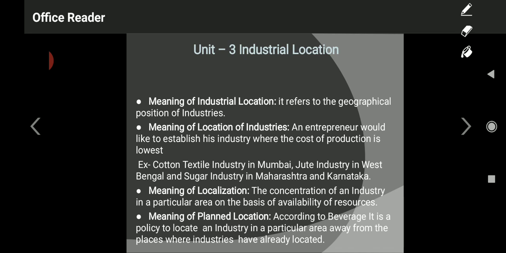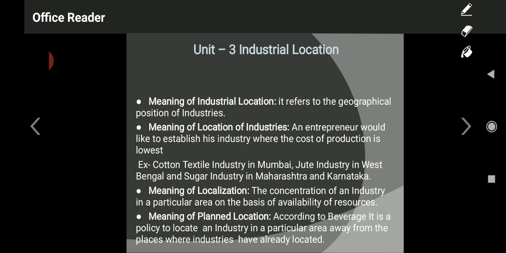Always the entrepreneurs like you and me are expecting the lowest cost when it comes to location of industry, for example. I hope you understood. Now look at the next question, a 2 marks question, that is meaning of localization.